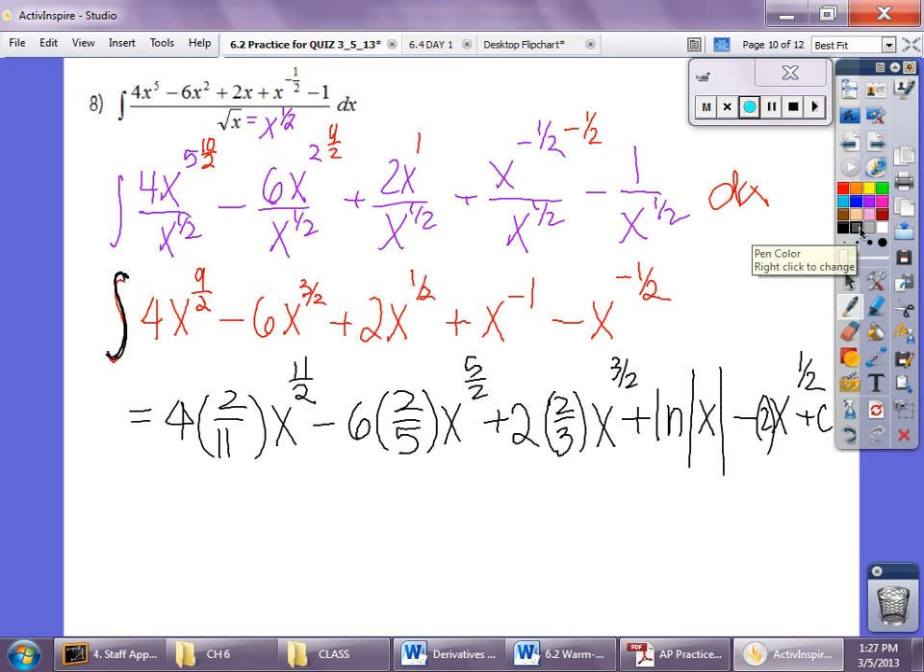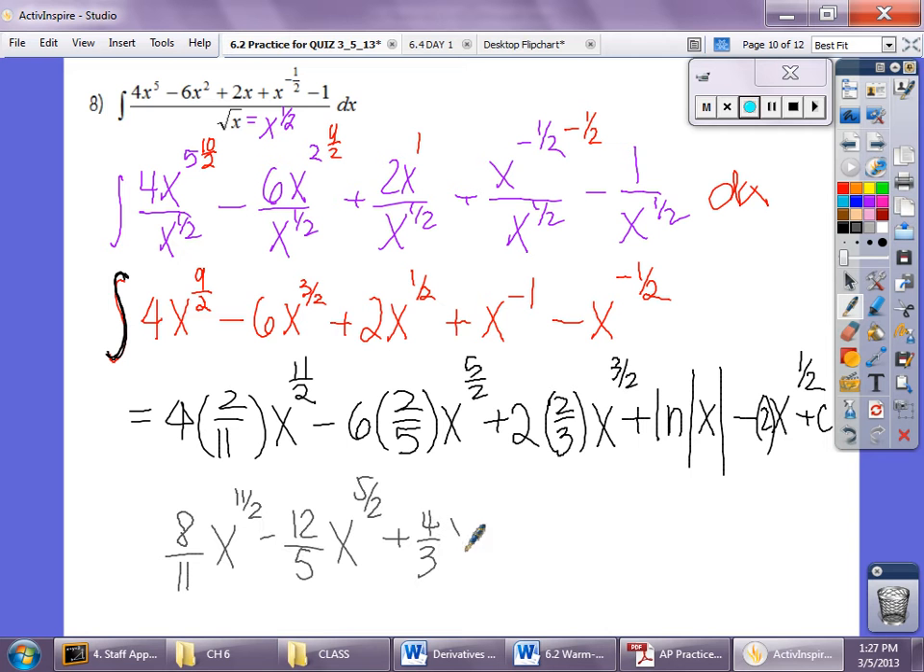Therefore, my final answer for this guy is 8 over 11 x to the 11/2 minus 12 fifths x to the 5/2 plus 4 thirds x to the 3/2 plus ln of absolute value of x minus 2 x to the 1/2 plus c. Alright, last two.